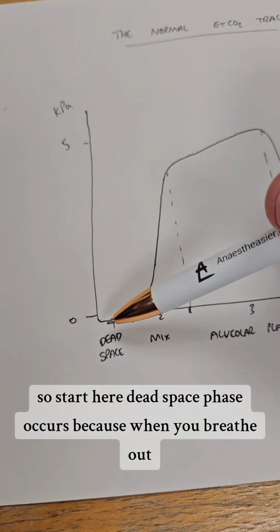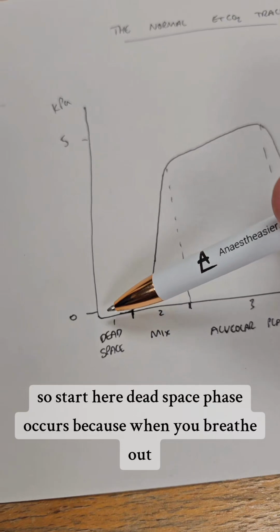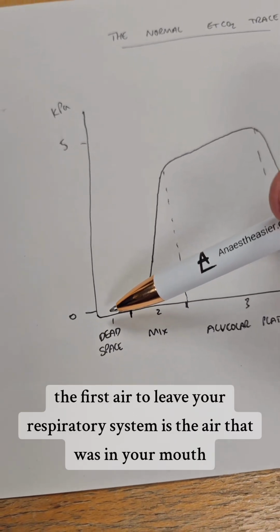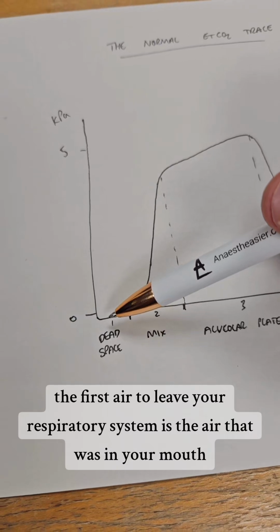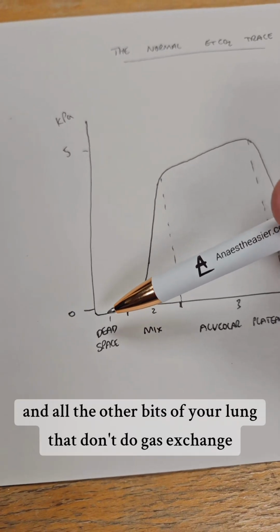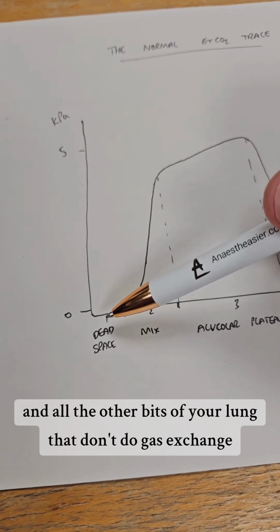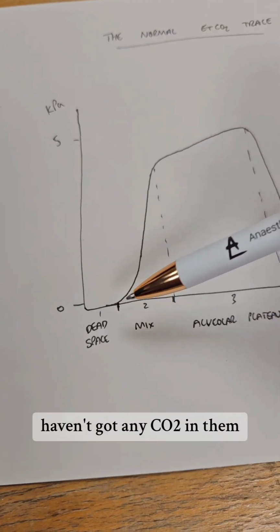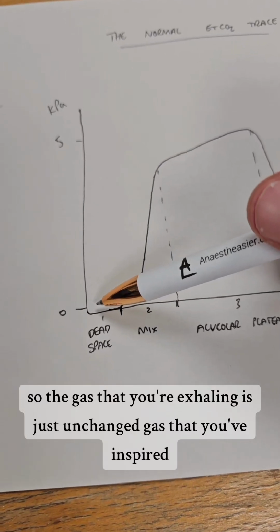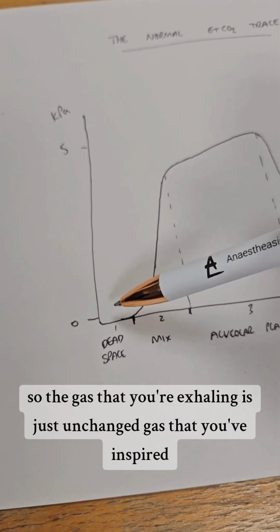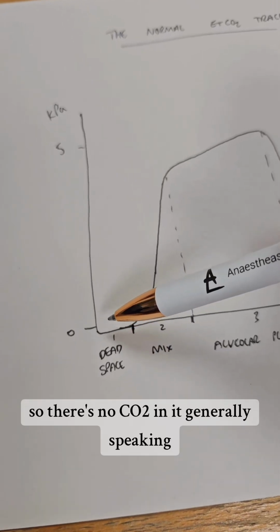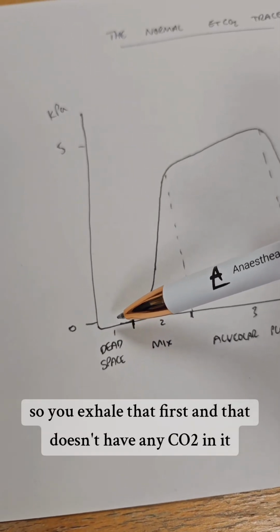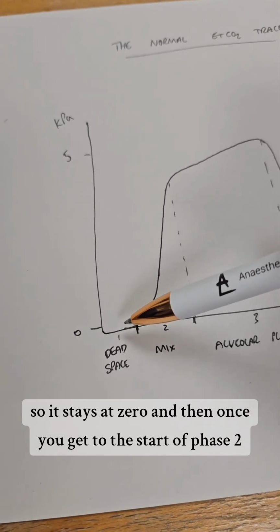So start here. The dead space phase occurs because when you breathe out, the first air to leave your respiratory system is the air that was in your mouth and your trachea and your bronchi and all the other bits of your lung that don't do gas exchange, haven't got any CO2 in them. So the gas that you're exhaling is just unchanged gas that you've inspired. So there's no CO2 in it, generally speaking. So you exhale that first, and that doesn't have any CO2 in it, so it stays at 0.